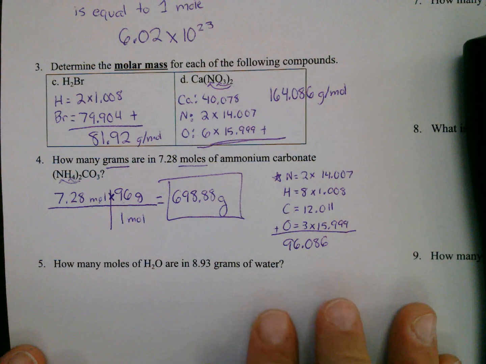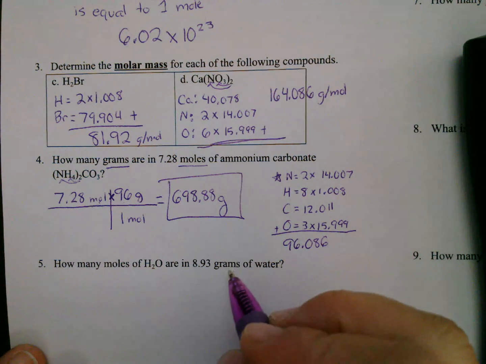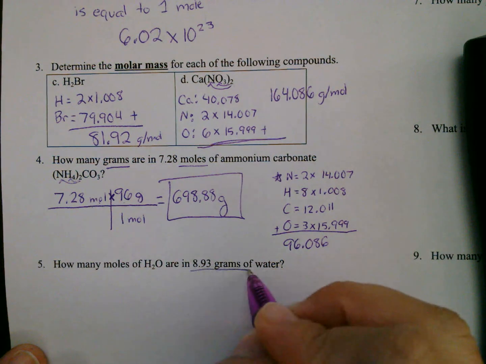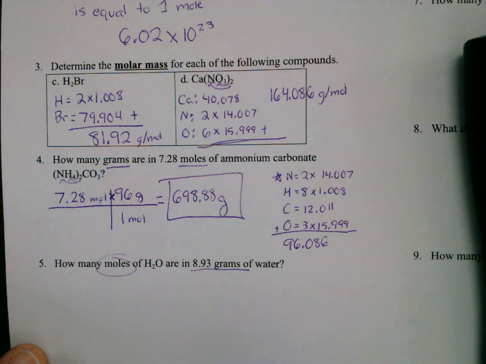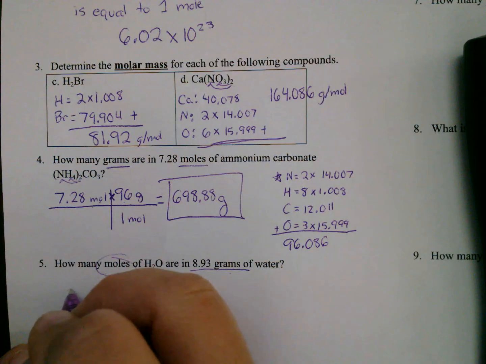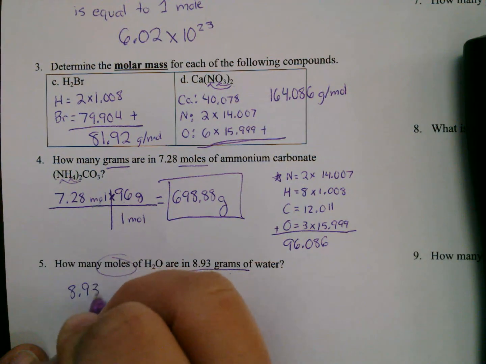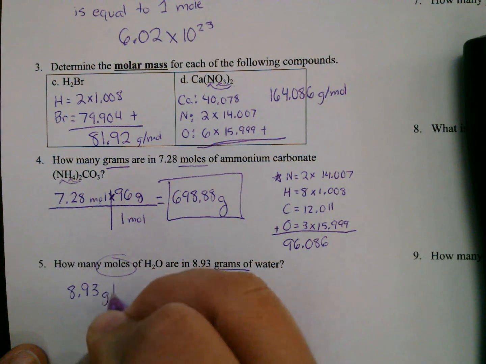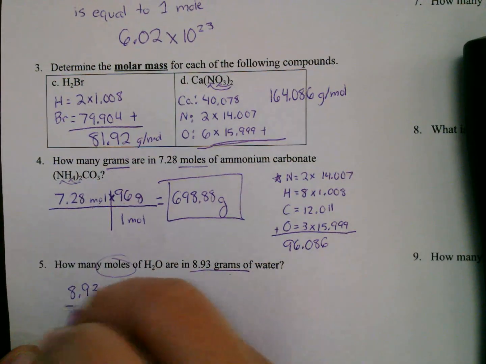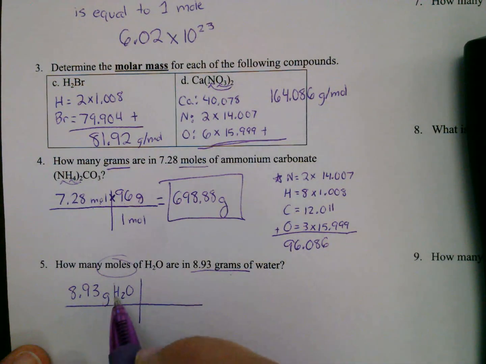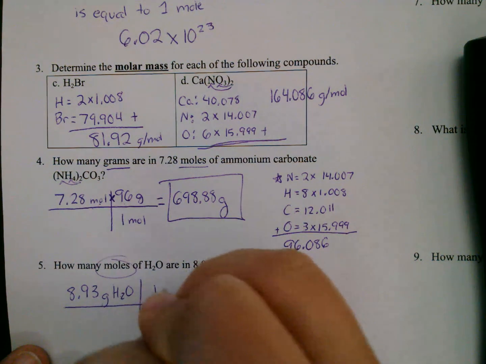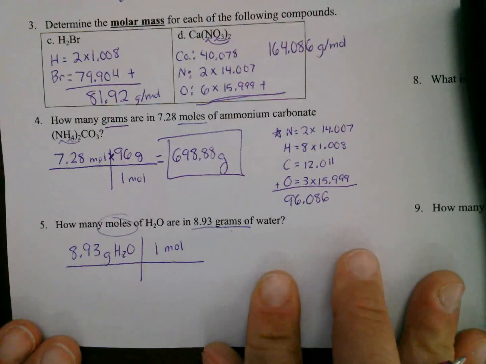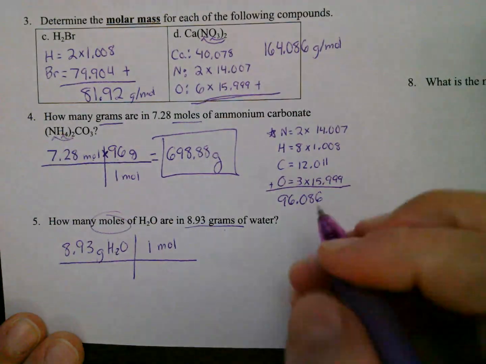Number 5, how many moles of H2O are in 8.93 grams of water? So this time I'm starting with grams and I'm looking for my moles. So this is a grams to mole problem. I'm going to do 8.93 grams H2O. Since I'm starting with grams this time, I want my molar mass of water at the bottom. And above that, I'm just going to put my standard 1 mole. So now I need to find the molar mass of water.